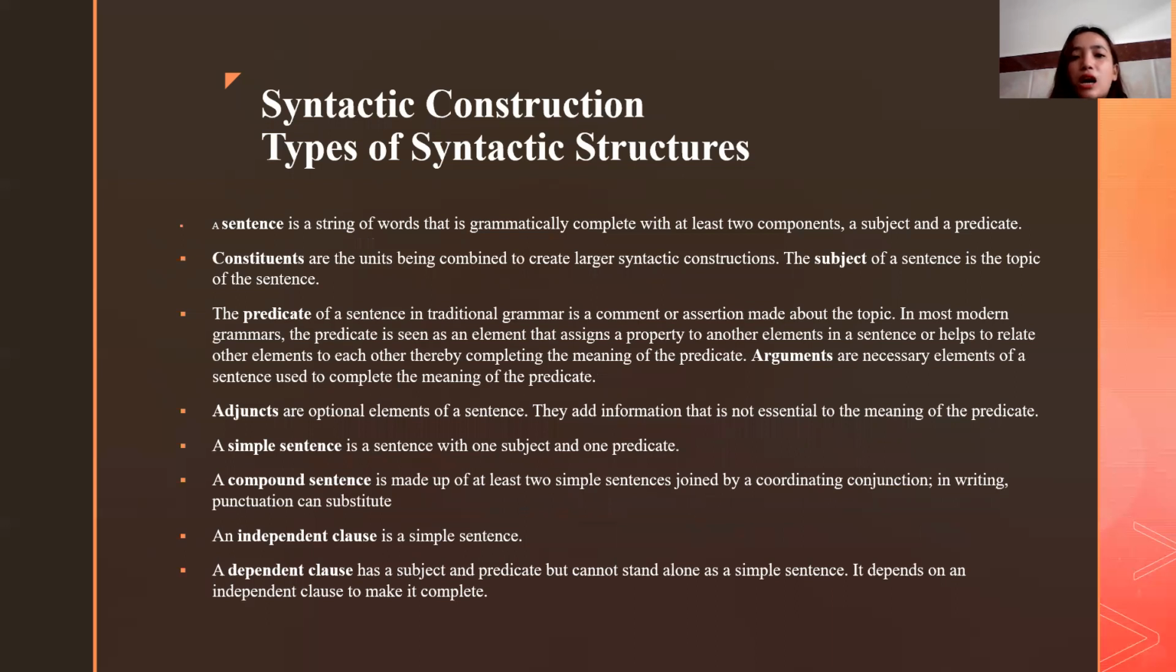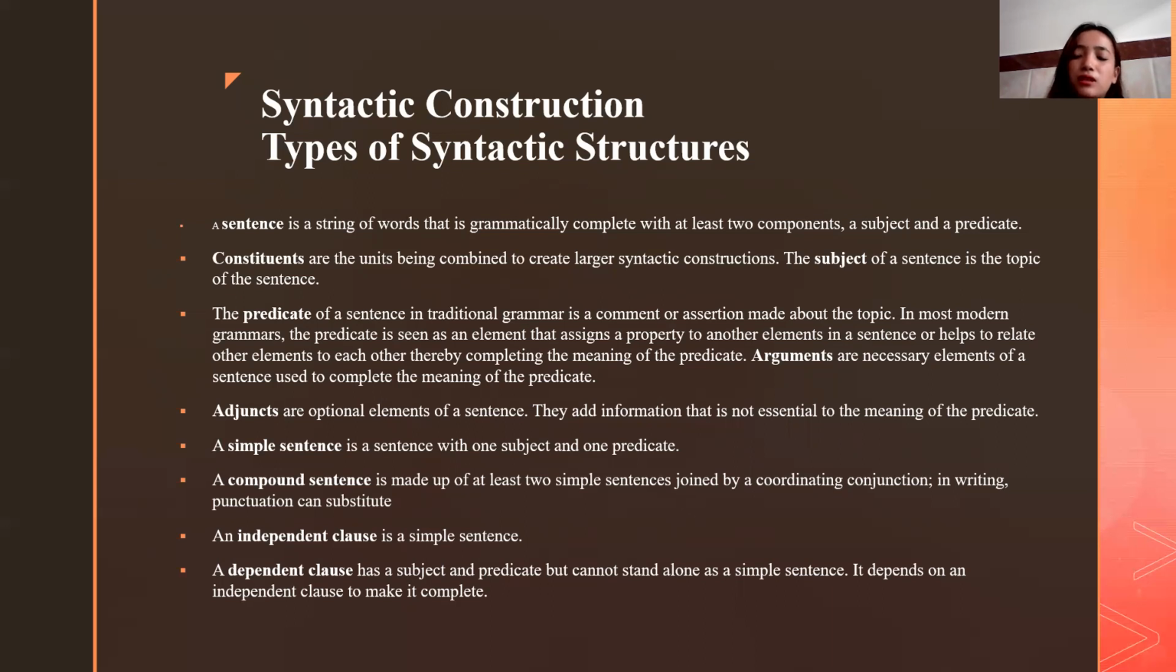Syntax construction and types of syntactic structure. A sentence is a string of words that is grammatically complete, with at least two components: a subject and a predicate. Constituents are the units being combined to create larger syntactic constructions.